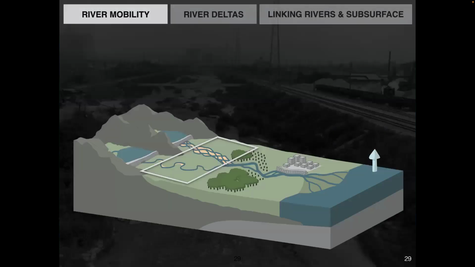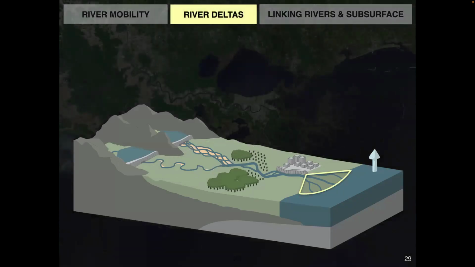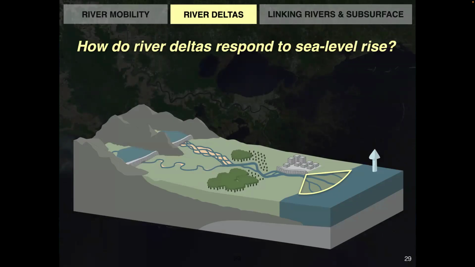So yeah, that wraps it up for that section. Now I'm going to shift gears briefly, and we're going to start thinking about coastal river deltas. Specifically, this question, which is how do river deltas respond to sea level rise?